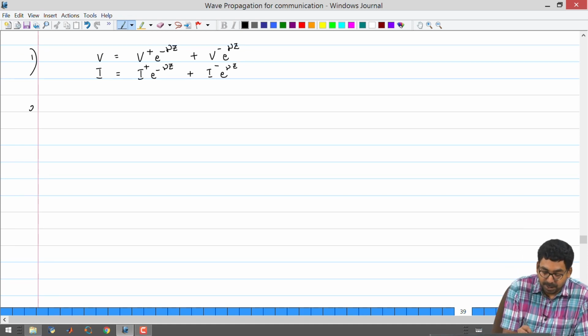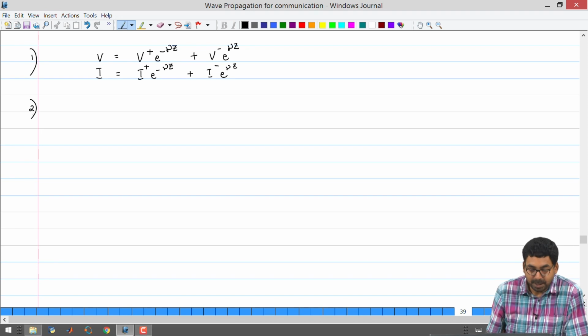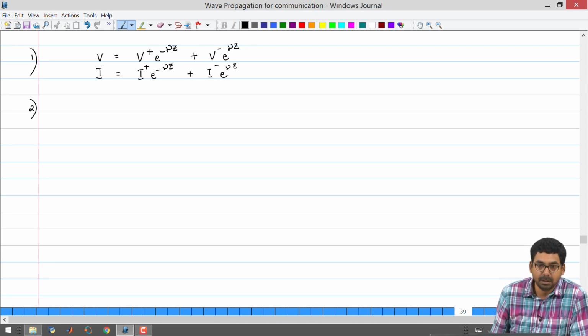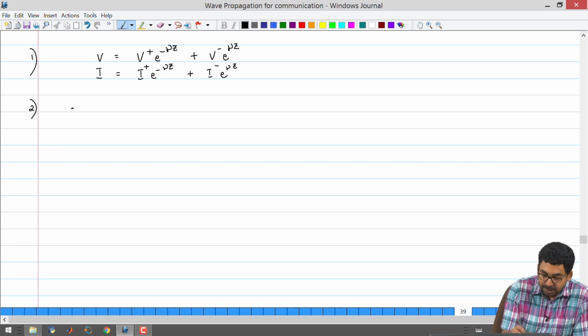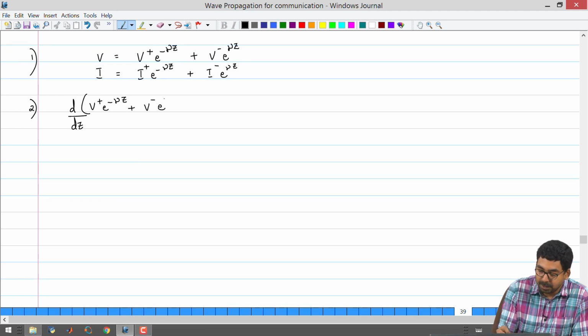So, the first thing that we can do is we can use the telegrapher's equation to arrive at an expression for the impedance in the transmission line. So, we need a ratio of V to I. Okay. So, we can always do d by dz of V, right. So, I can write down the expression for V, V plus e to the minus gamma z plus V minus e to the plus gamma z.